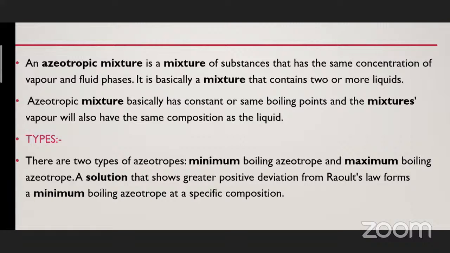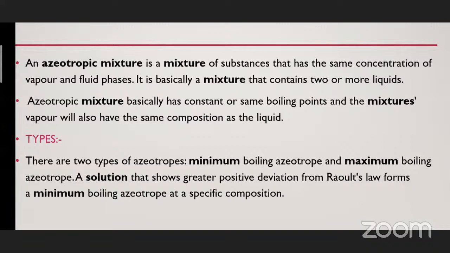So a minimum boiling azeotrope means what? It will be having lesser boiling point. Lesser boiling point in the sense what? It is easily going into the vapor phase. So which solutions will easily go into the vapor phase? The solutions which exhibit positive deviation, they behave as minimum boiling azeotropes.